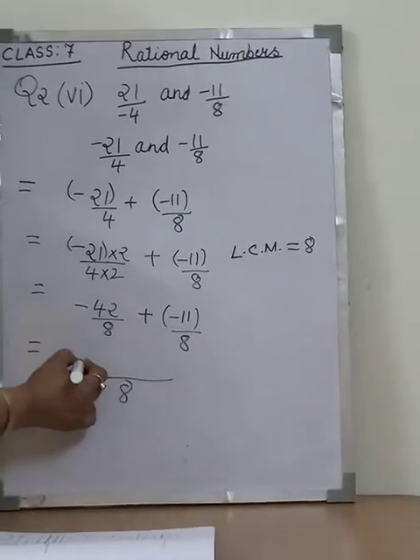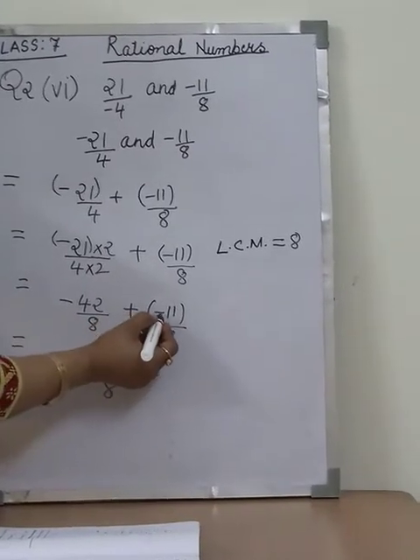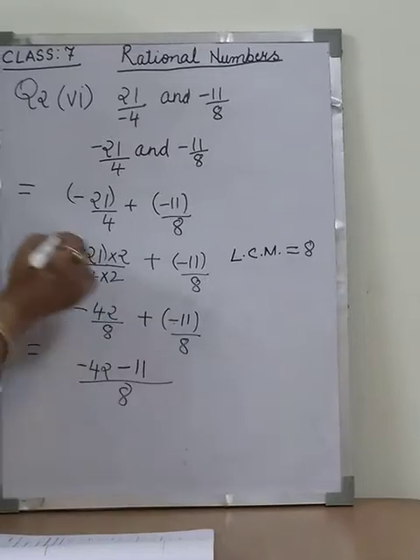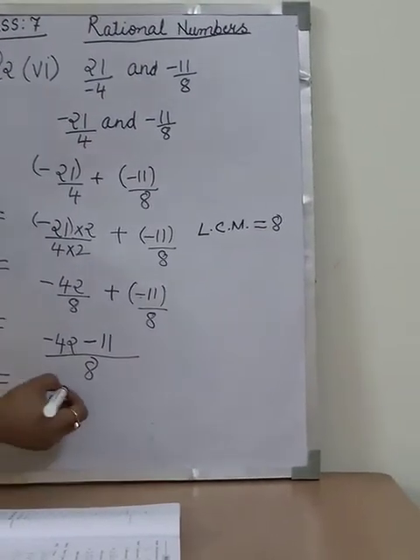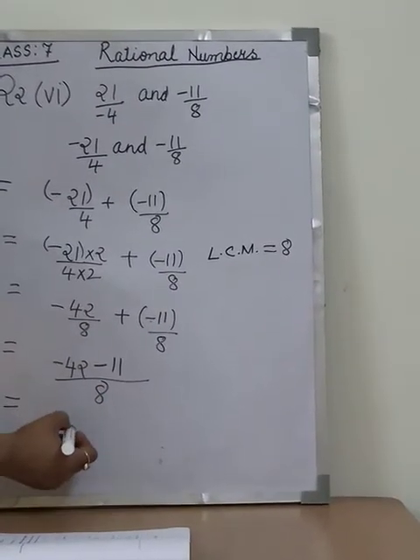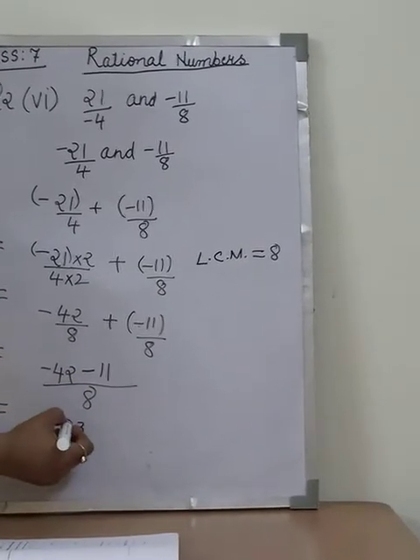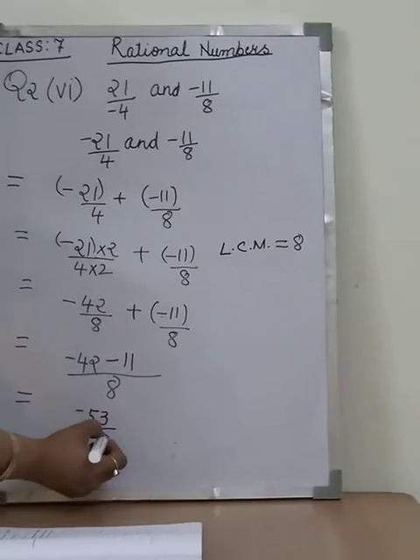Now what is the LCM? 8. So we write minus 42. This is plus sign, this is minus. Plus minus will give you minus 11. Now we have minus 42 and minus 11. Both are having the same sign, so it will be added and we put the negative sign. 2 plus 1 is 3. 4 plus 1 is 5. So we get minus 53 upon 8.